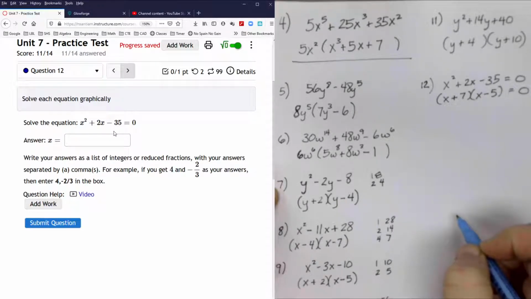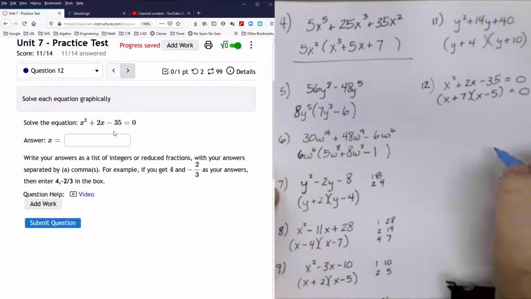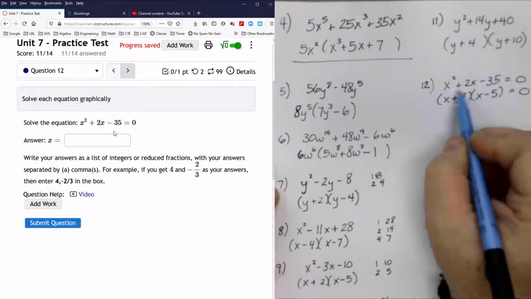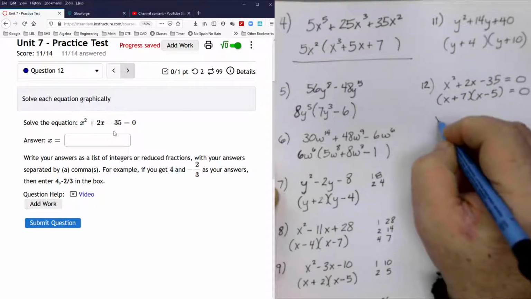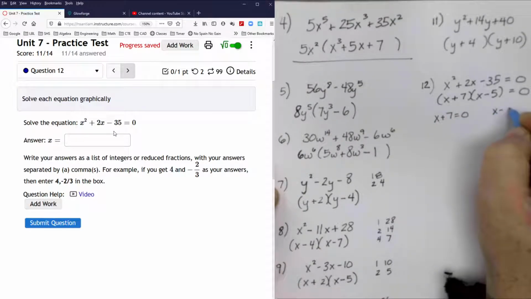Okay, so there's my factorization. Now, I'm going to use what's called the zero product property. That just says that if two things multiply, here I've got two polynomials multiplying to give me 0, that means that one of them has to be 0. So x plus 7 could be 0, or x minus 5 could be 0.